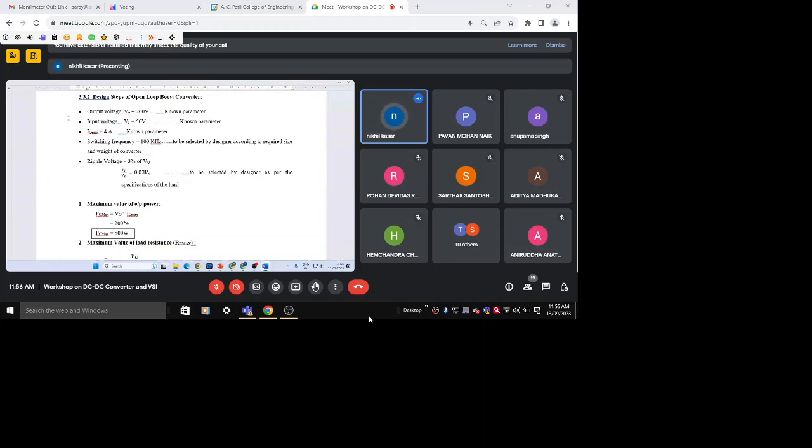Here I have taken these values. Input voltage is 50 volt and output voltage is 200 volt and load current is 4 ampere. Now any query about these three parameters?